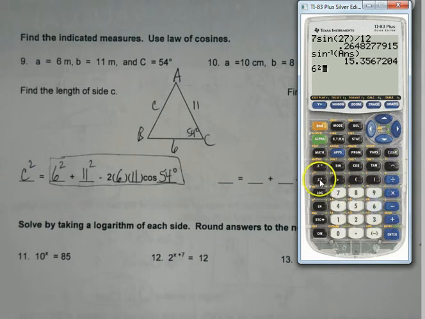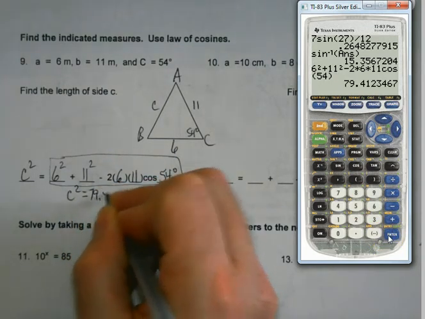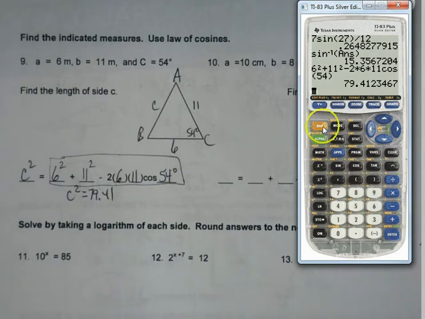So we'll get this typed in. Again, I want to be careful, make sure I don't mess up. Now again, that's not my solution. That's just what I need to take the square root of to get to my solution.